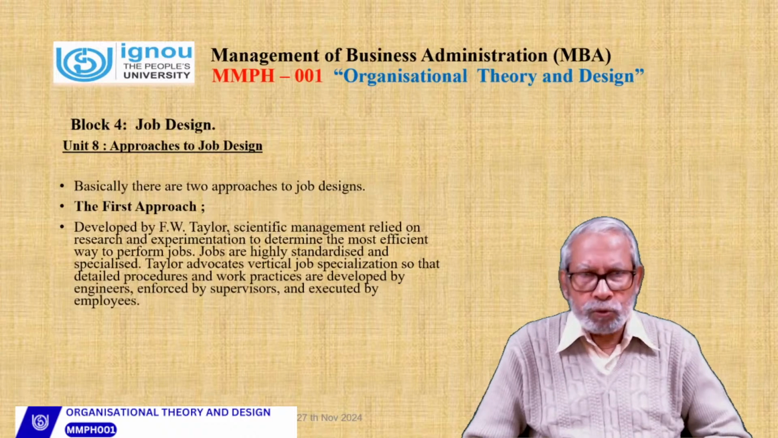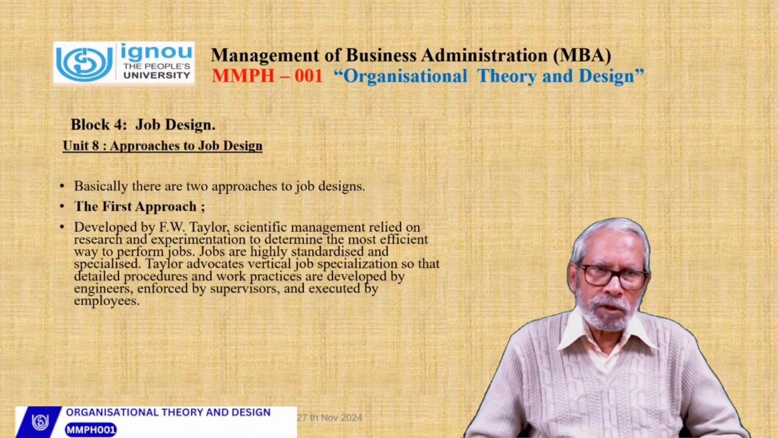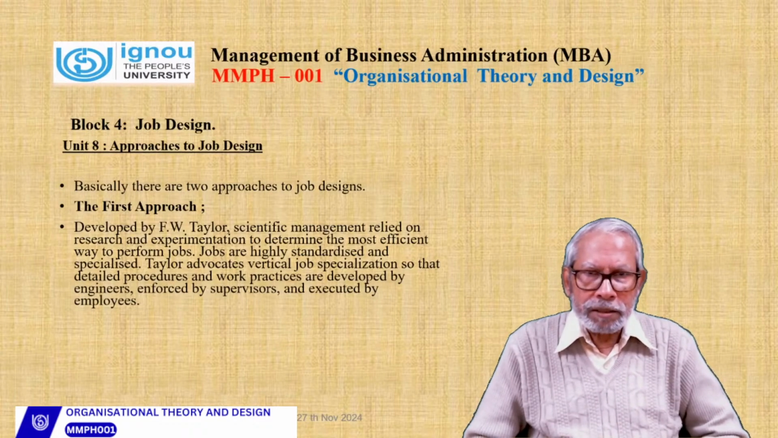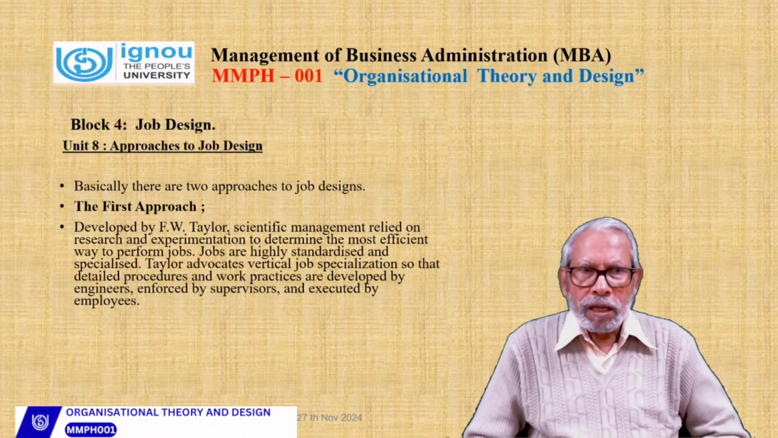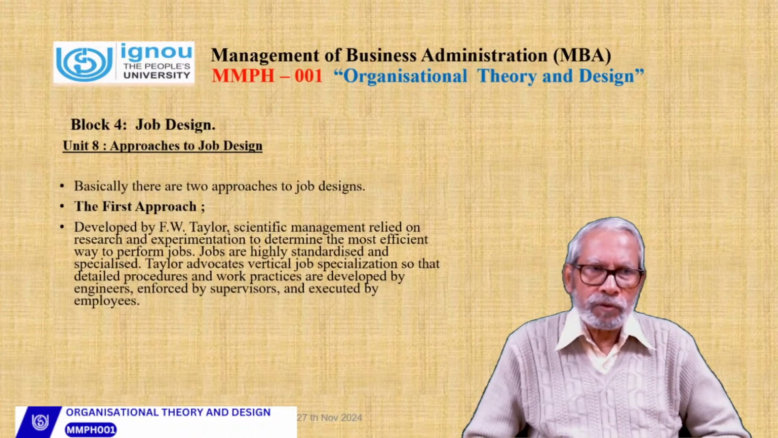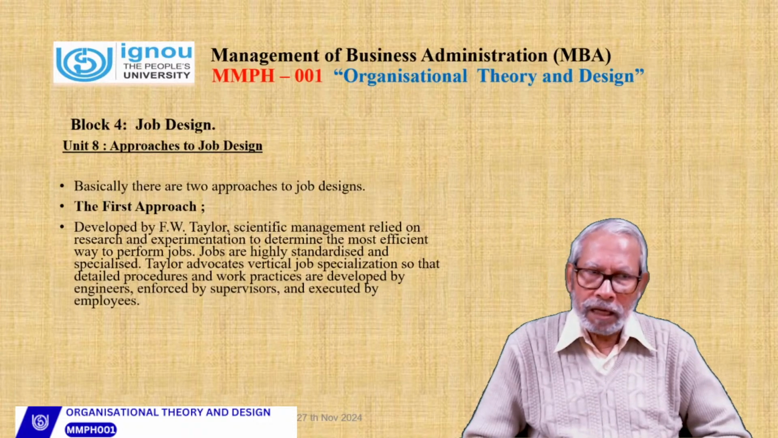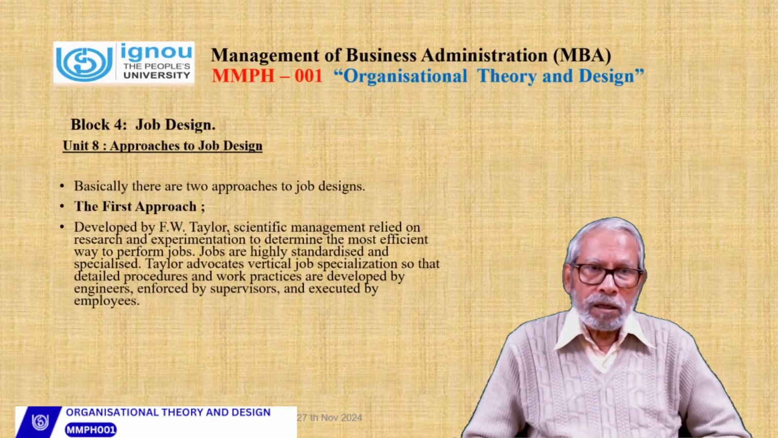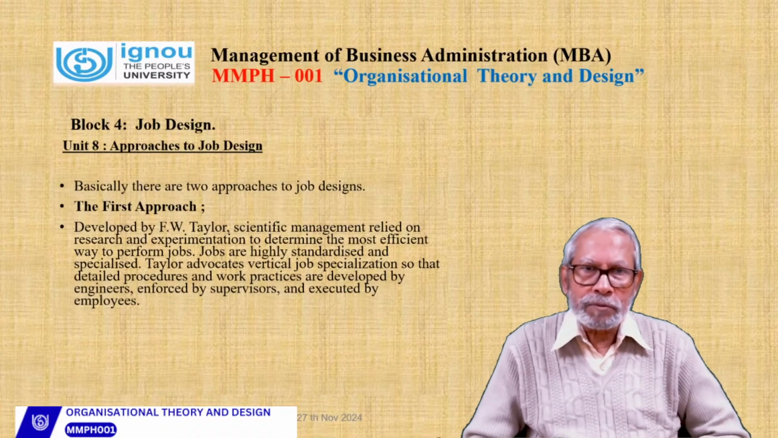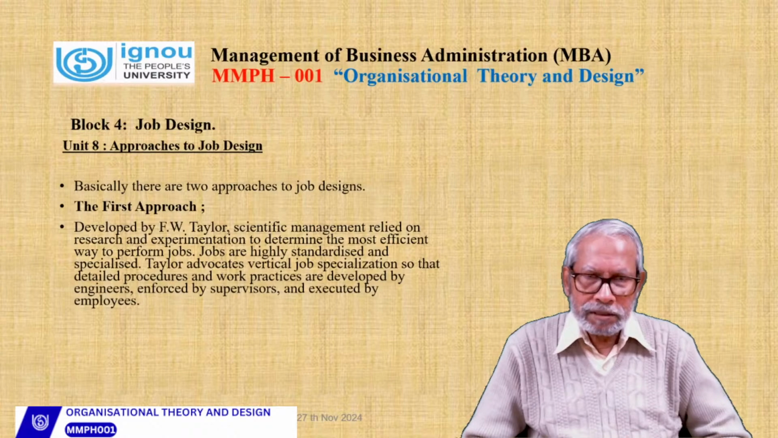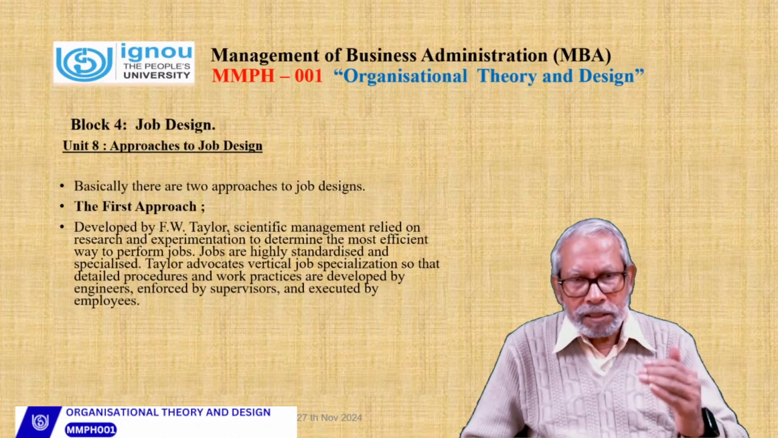So basically, there are 2 approaches. The first approach is developed by F.W. Taylor. Scientific management relied on research and experimentation to determine the most efficient way to perform the jobs. The jobs are highly standardized and specialized. Taylor advocates vertical job specialization so that the detailed procedures and work practices are developed by the engineers, enforced by the supervisors and executed by the employees. It means there are some hierarchies there.